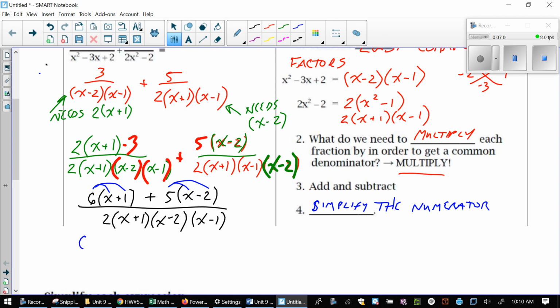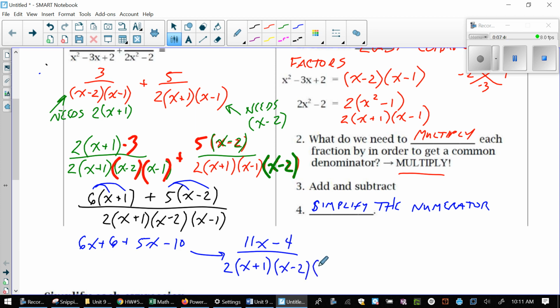So in the numerator this is going to be 6x plus 6 plus 5x minus 10. Make sure you guys see that's a 6. All right, and we can simplify that. So let's go ahead and write our final answer over here. 6x plus 5x is 11x. 6 minus 10 is negative 4. So there's our numerator, and our denominator stays the same. So we're just going to, again, write that nice factored form of our denominator on the bottom of this fraction. And there we go.